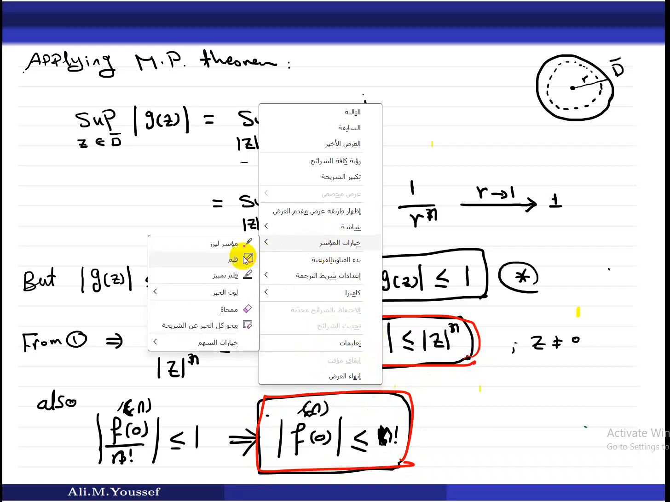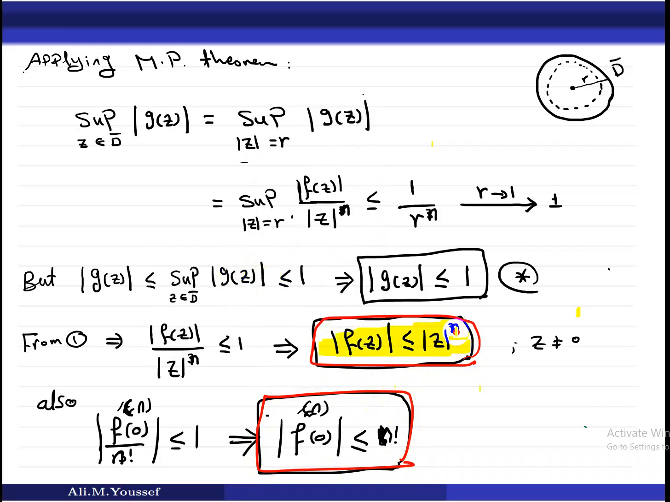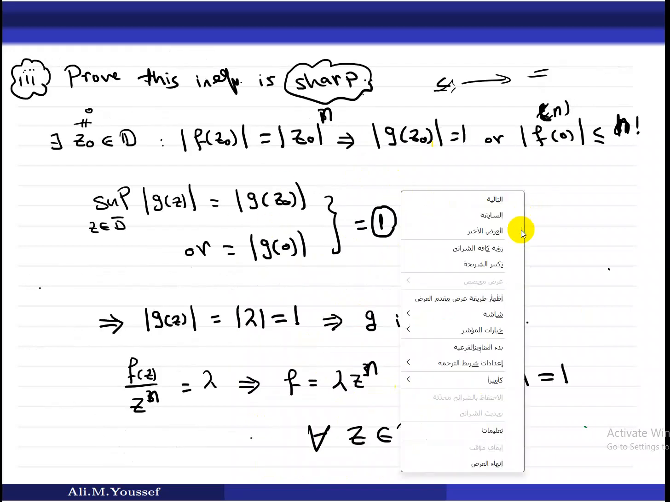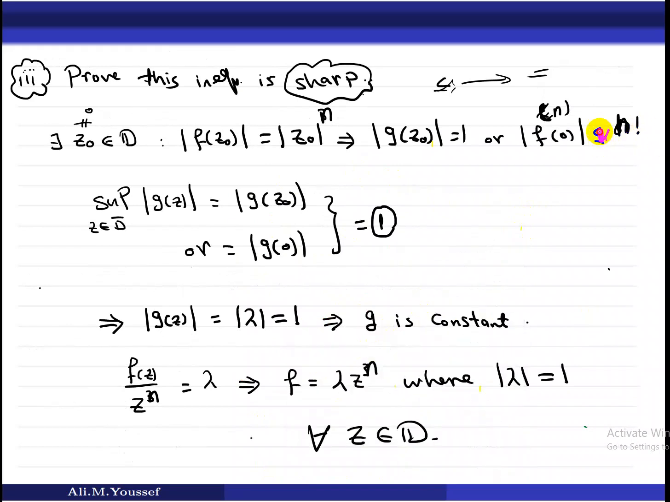The same that we took before, the same one. By the way, I copied it from the previous slides. It's the same theorem. But we can see all of these consequences in the comprehensive exam or the exams of previous terms. So to prove the sharpness, we can prove that f(z) is lambda z^n. The same thing. So this is the first part of our video.